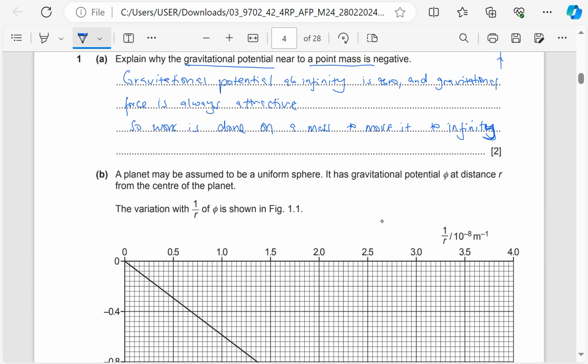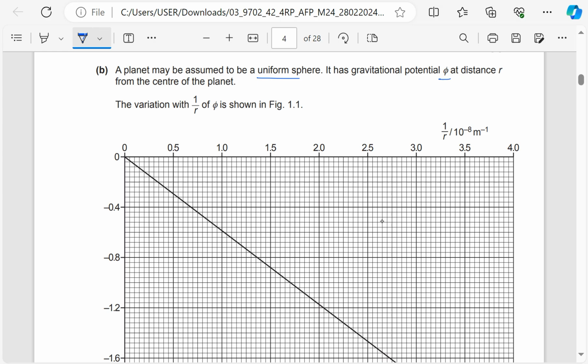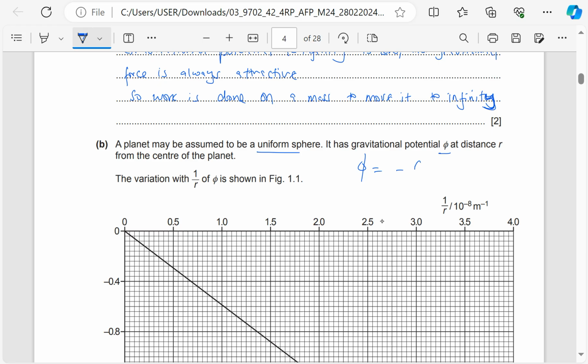A planet may be assumed to be a uniform sphere. It has a gravitational potential phi at a distance r from the center of the planet. So the variation with 1 over r of phi is shown here. So we know that gravitational potential phi is defined as negative G, capital M, over r. And they have given us a graph of phi against 1 over r, which means the gradient of this graph is going to be negative G times M. If we plot phi equals negative GM times 1 over r, they have plotted phi against 1 over r.